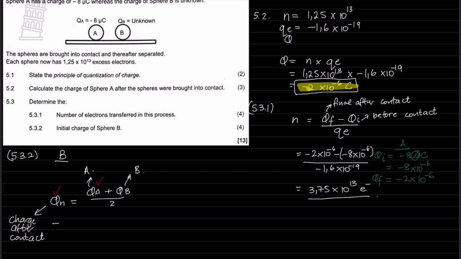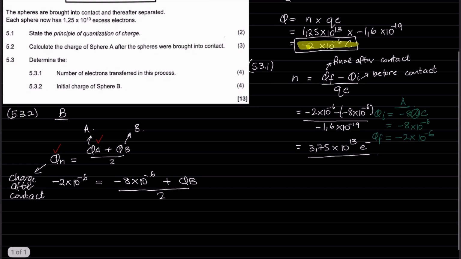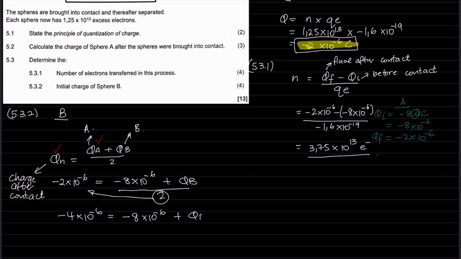So Qn is minus 2 times 10 to the power minus 6. We worked it out in 5.2. That's equal to Qa. Qa is minus 8 times 10 to the power minus 6 plus Qb. That's what we want, divided by 2. Now you can take this across. You're going to get minus 4 times 10 to the power minus 6 is equal to minus 8 times 10 to the power minus 6 plus Qb.